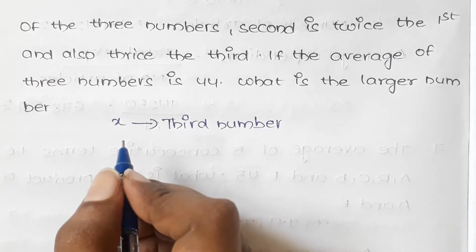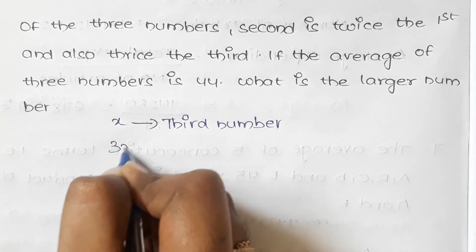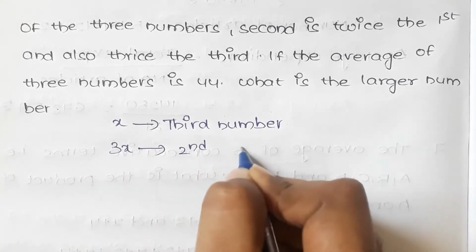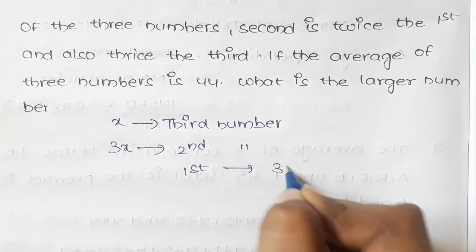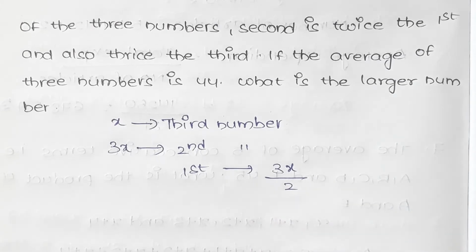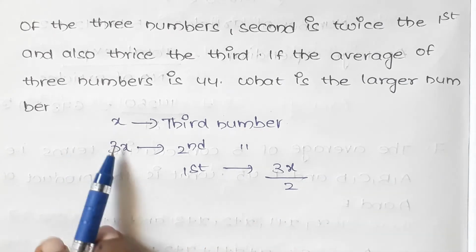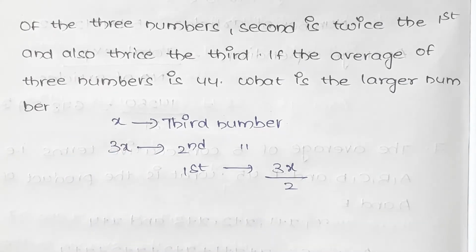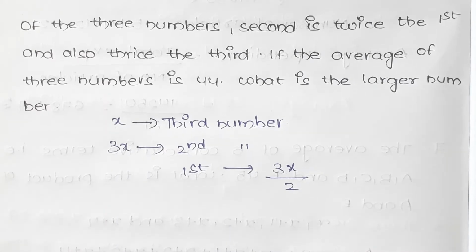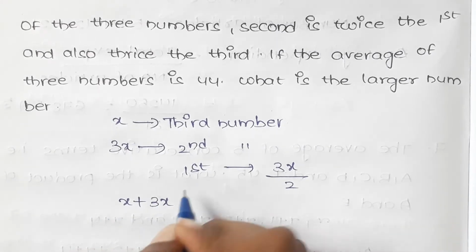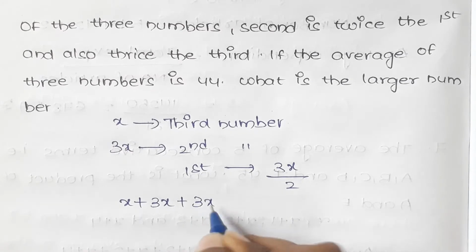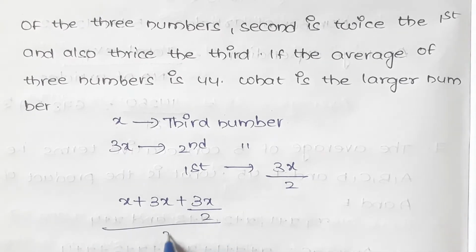Now the second number is 3x. And finally the first number is nothing but 3x by 2, because the second number is twice the first number. Now we have all three numbers, that is x, 3x and 3x by 2. Now we should find the average, that is (x plus 3x plus 3x by 2) divided by 3.